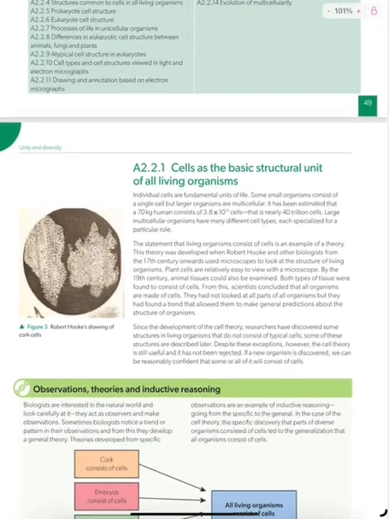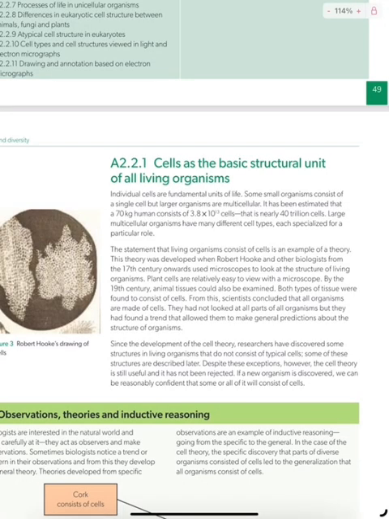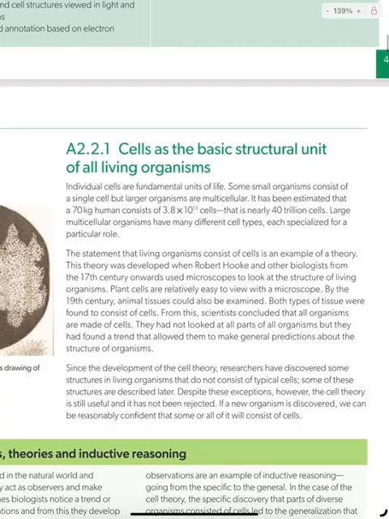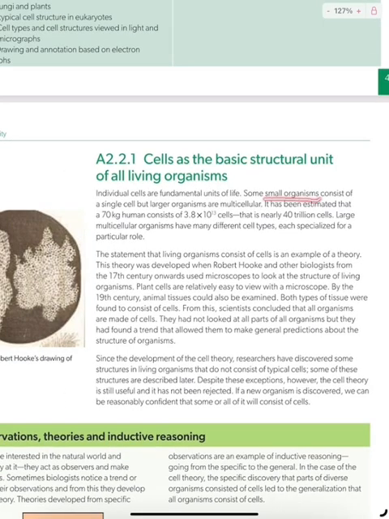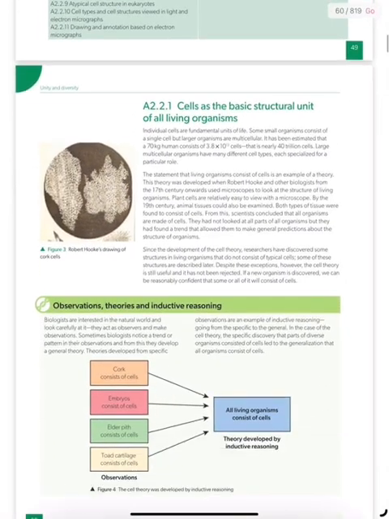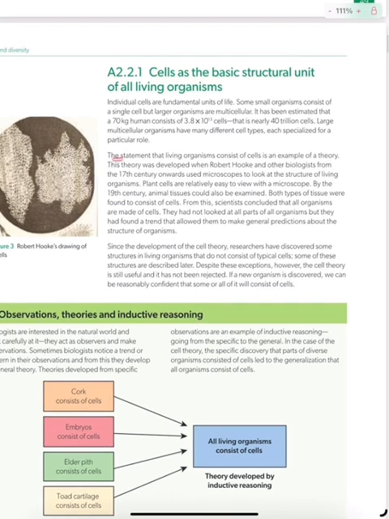Now we can begin with saying that cells are the basic structural unit for all living organisms. We know that some small organisms only consist of a single cell and they're called unicellular organisms, and larger organisms which consist of more than one cell are called multicellular. So the statement that living organisms consist of cells is an example of a theory, and this theory is the cell theory, which was developed by Robert Hooke.